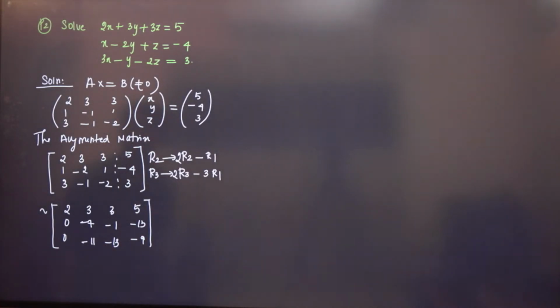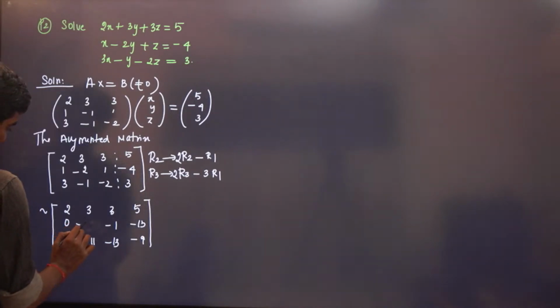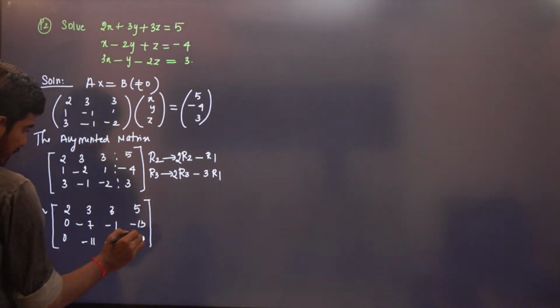2, 3, 3, 5. 1, -2, 1, -4. 3, -1, -2, 3. So multiply 2 and then subtract. Multiply 2: -4 minus 3 is -7. 2 minus 3 is -1. -8 minus 5 is -13. Multiply 2: -2 minus 9 is -11. Multiply 2: -4 minus 9 is -13. 6 minus 15 is -9. Yes, this is -7. Now we have to make this 0.